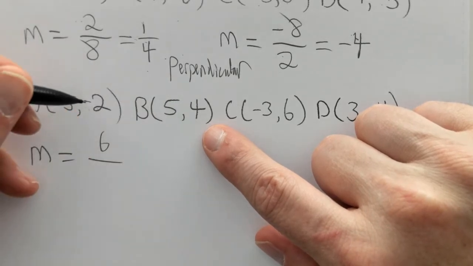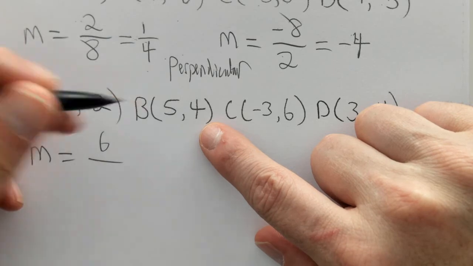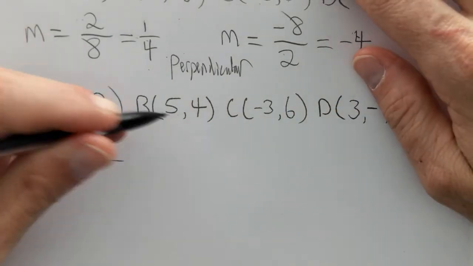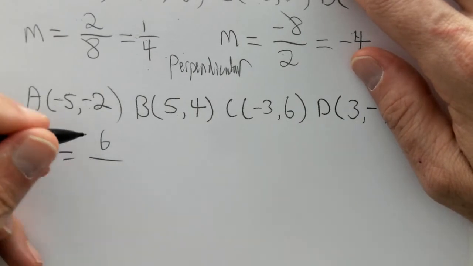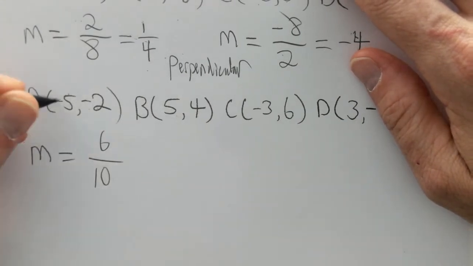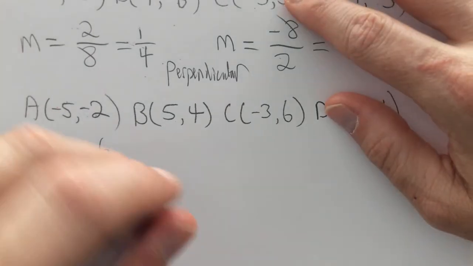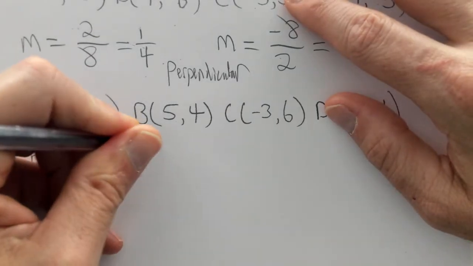If you're having trouble, signs are different. 2 plus 4. Add the numbers. 6. All right, so on the change in x, it's going from -5 to +5. That's also going up, and it's going up by 10. Signs are different. 5 plus 5 makes 10. All right, we can reduce this fraction down to 3 over 5.